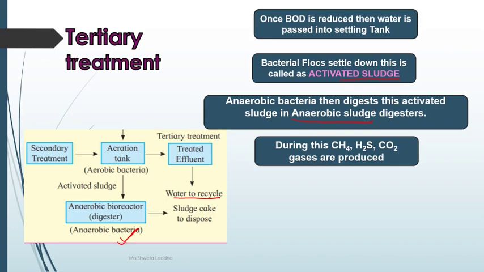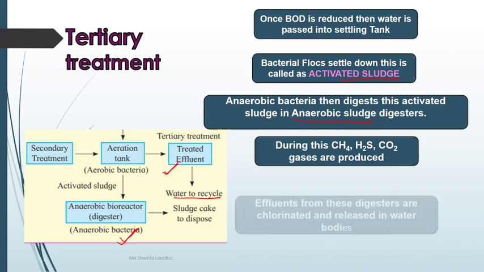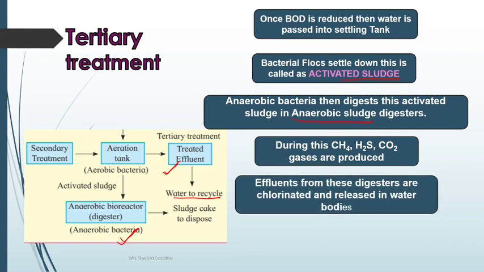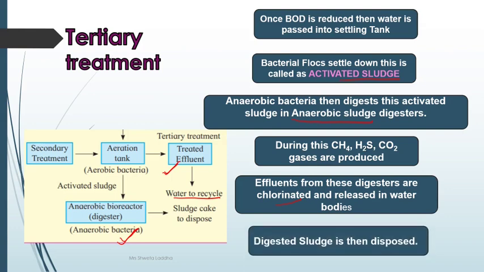And what happens to the water which was treated? This water, the effluent from the secondary treatment, is then chlorinated, and now it is free from pathogens and free from organic matter, so we can release this into water bodies, into rivers. Now when we have finished the digestion of the sludge in the anaerobic chambers, this digested sludge can be used to make sludge cakes. Either it can be disposed of, or it will be a good source of manure in the field.